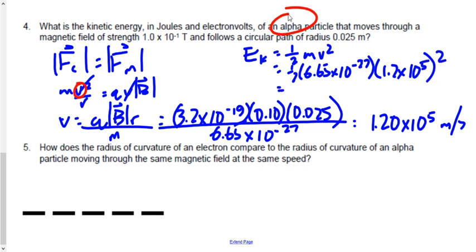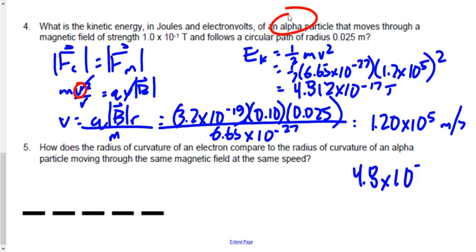Jacob, what should you not forget to do there? Don't forget to square, right? Okay, when we do that, we get an answer of 4.8. Yeah, I have 4.8 times 10 to the minus 17. What's the unrounded number, though? 4.79? 4.78? 4.812 times 10 to the minus 17 joules, which we would round to 4.8 times 10 to the minus 17 joules. Now, we're looking for that in electron volts as well.